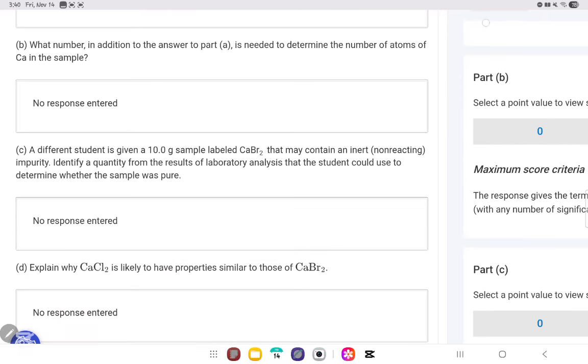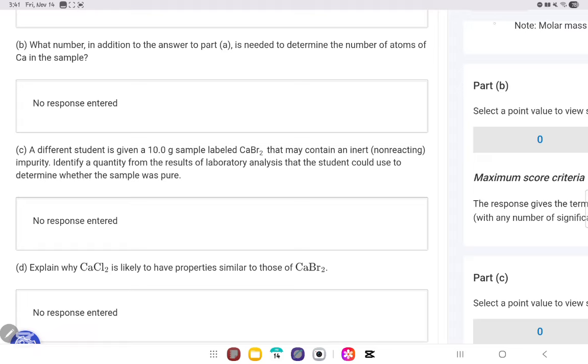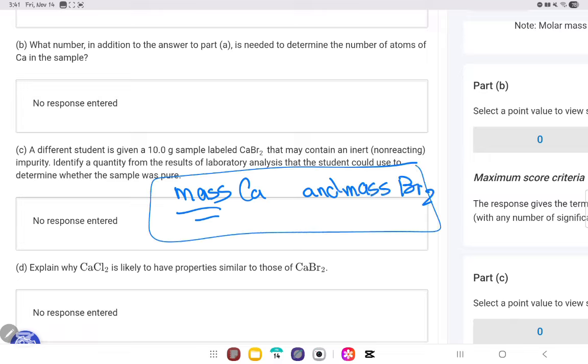Now, a different student is given a 10.0 gram sample labeled CaBr2 that may contain an inert, non-reacting impurity. Identify a quantity from the result of laboratory analysis that the student could use to determine whether the sample was pure. Okay, in order to determine the purity of a sample, we could use the mass of Ca and the mass of Br2. You need to write both of these together, either this or the number of moles of Ca and the number of moles of Br2.